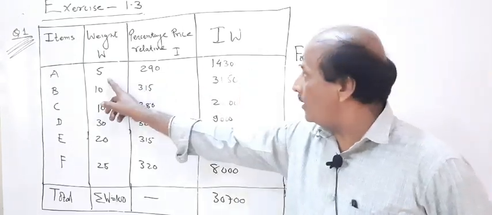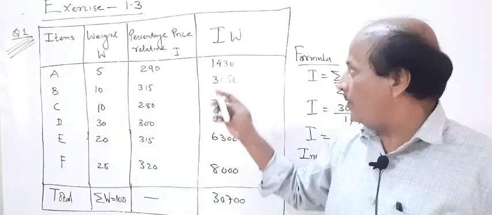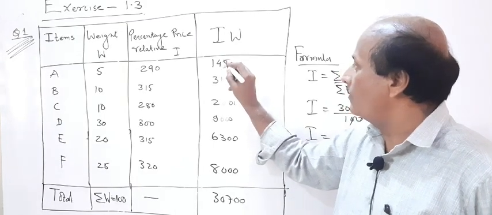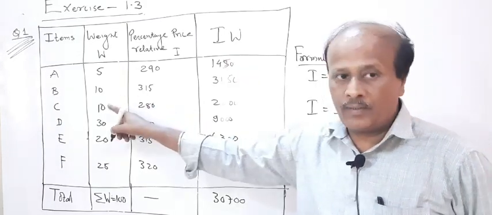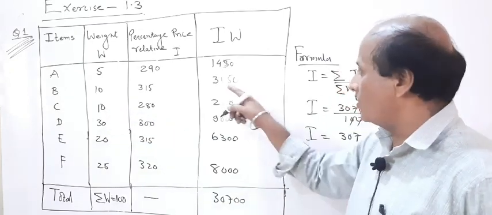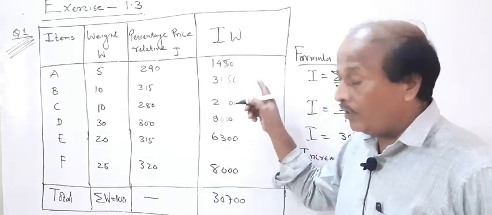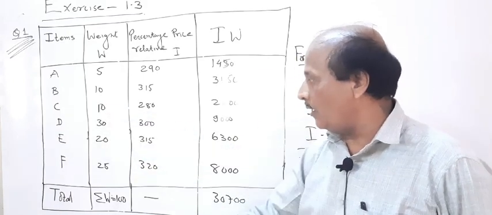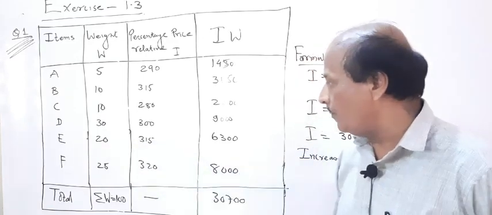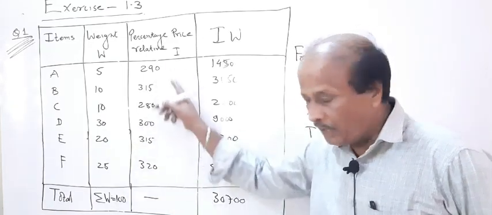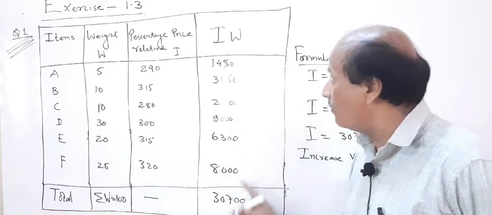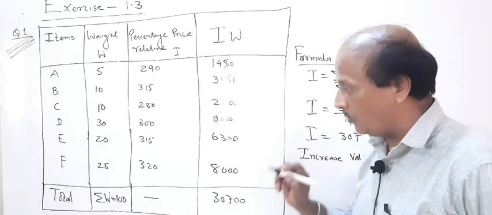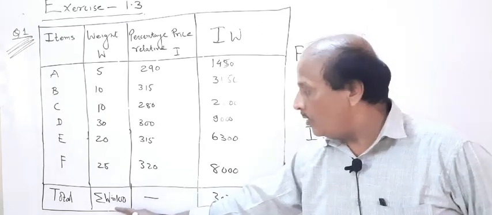So 290 multiplied by 5 will be 1450. Just check that value. Then 315 into 10, so 3150. Check the values with the help of a calculator. Similarly 300 into 30, 280 into 10, 315 into 20, 320 into 25. You multiply corresponding values and find the sum of it. So you will get sigma IW as 30700. You got sigma W as 100.